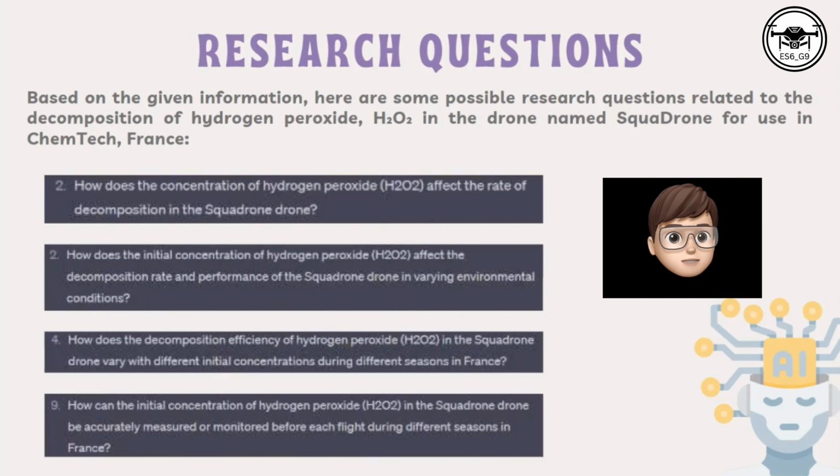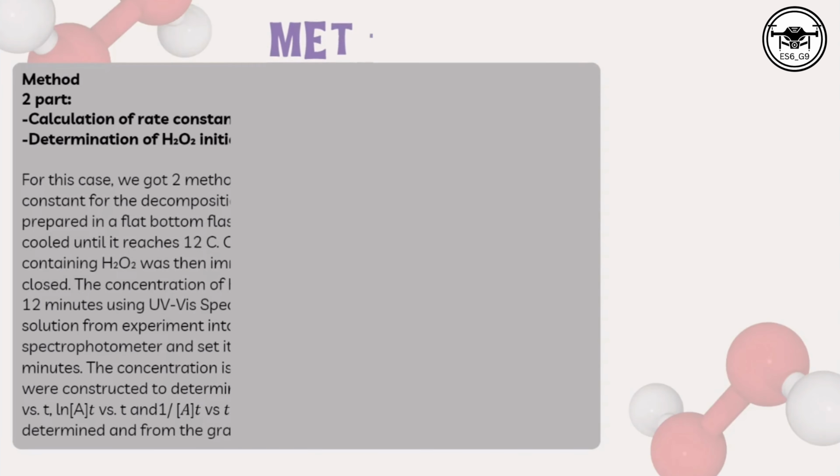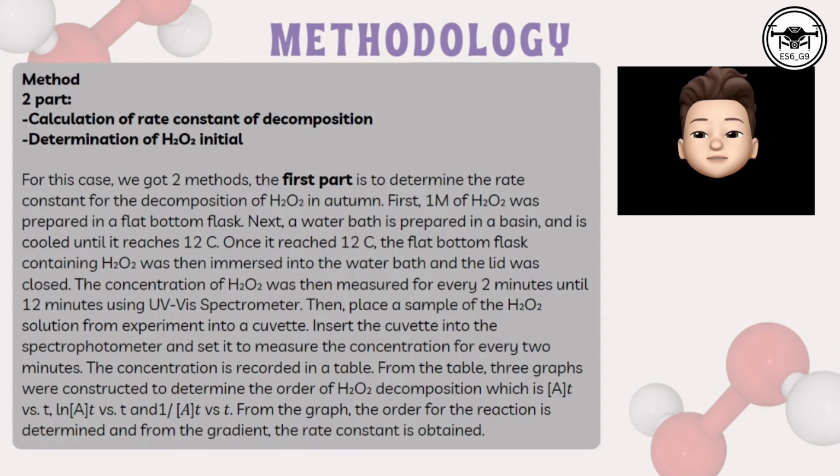We have used the assistance of ChatGPT to generate some possible questions regarding the decomposition of hydrogen peroxide, H₂O₂. Below are the possible questions. For this case, we got 2 methods. The first part is to determine the rate constant for the decomposition of H₂O₂ in atom.